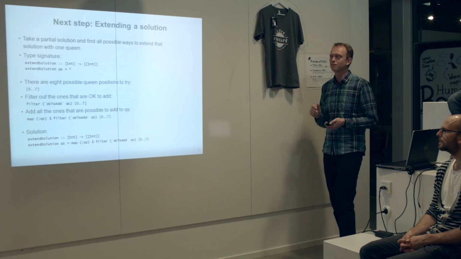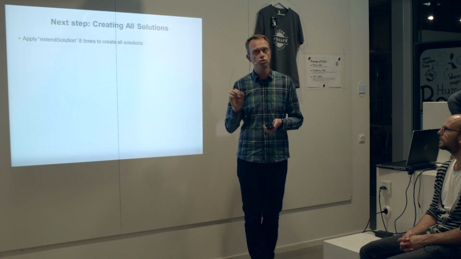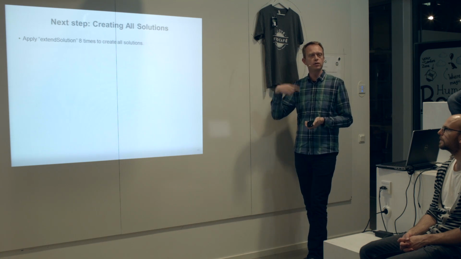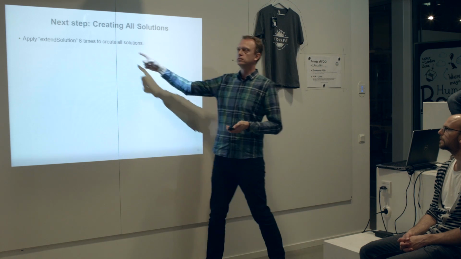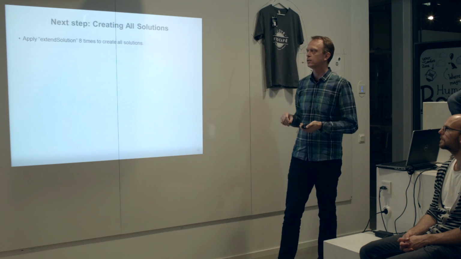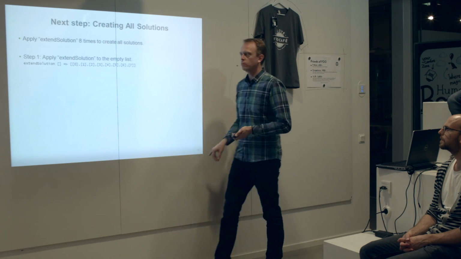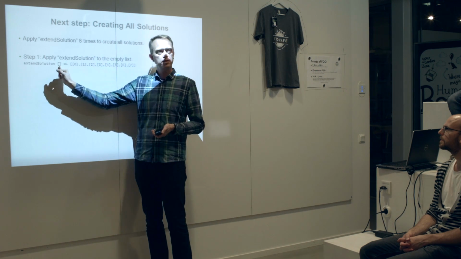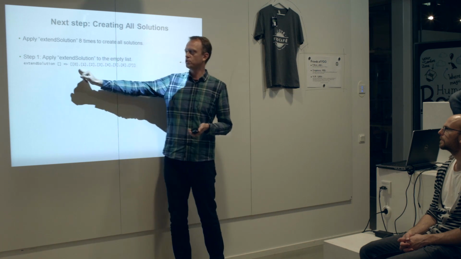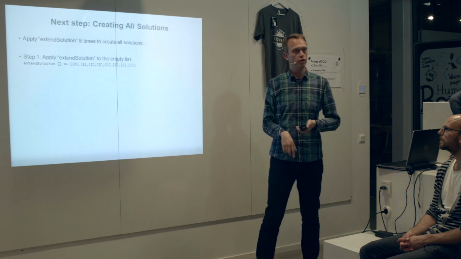So now we soon get into the end of this. So the next step now is that we have this function that extends a solution, or creates all extensions of a solution, and we want to apply this consecutively until we have added 8 queens. We want to apply it 8 times to all the solutions that we get. So step 1, we will start with the empty list, and if we apply extend solution to the empty list, we will get this. It's exactly what we get. Because it's OK to add a queen to all rows in the first column when we start.